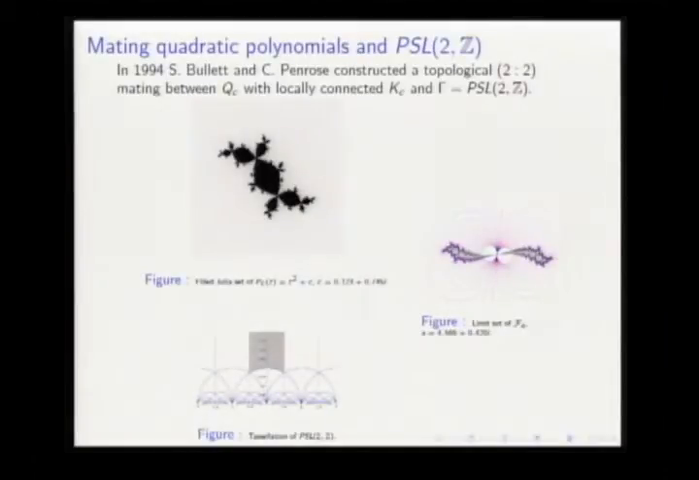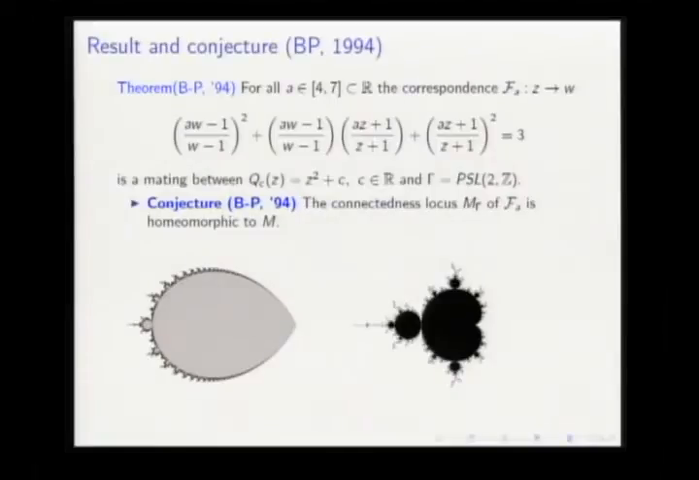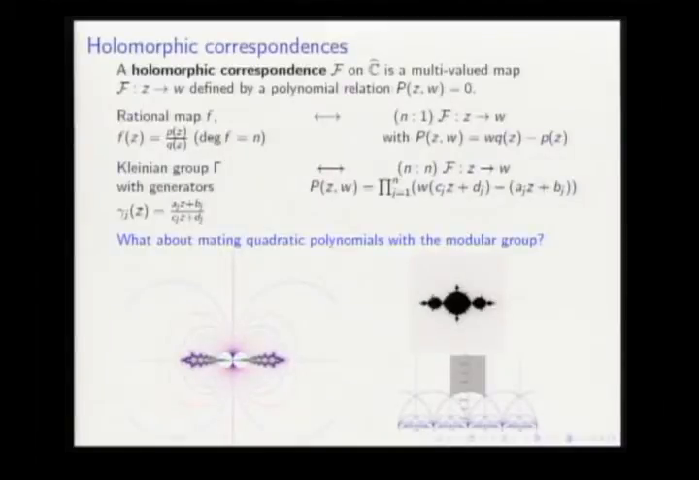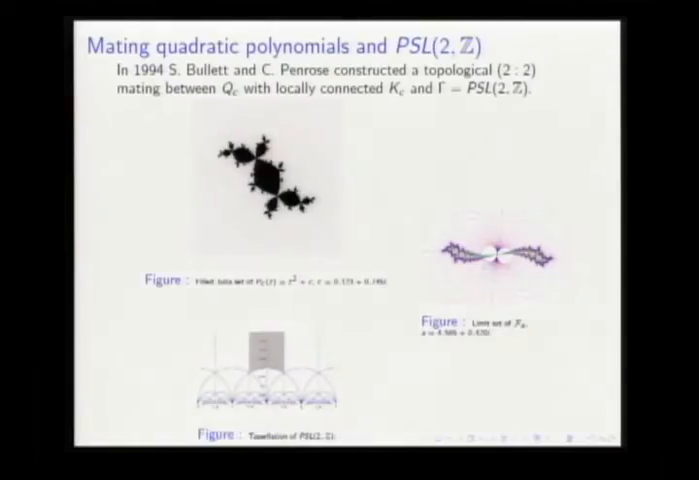And they also proved that for all A in this interval in the real line, this family of correspondences 2-2 defined by this polynomial relationship is a mating between a quadratic polynomial, real of course, and the modular group. This means that the first guy I showed you, they proved that this guy is a mating between the basilica and the modular group. This guy we don't know yet, because the parameter is not real.